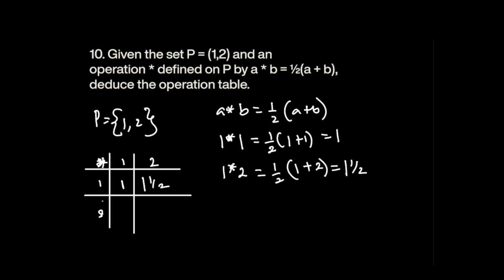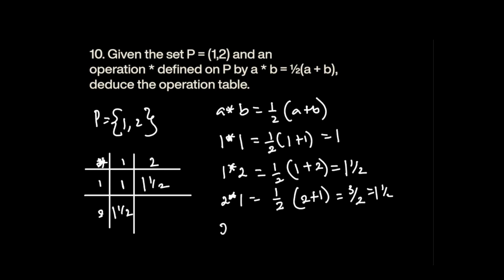So the next one is 2 operation 1. So 2 operation 1 is equal to 1 over 2 into (2 plus 1). And that will still give us 3 over 2, and that is 1 whole number 1 over 2. So we have here to be 1 whole number 1 over 2.